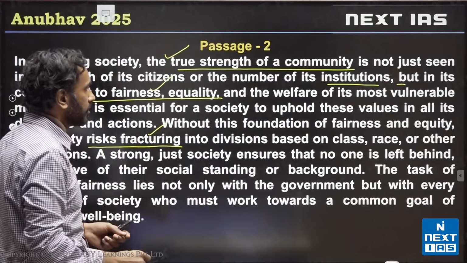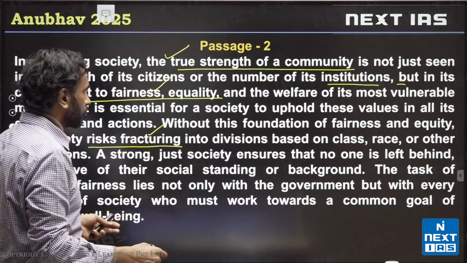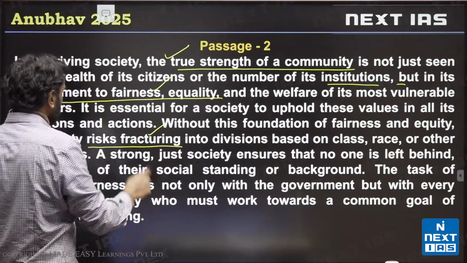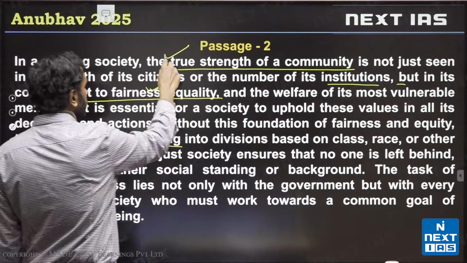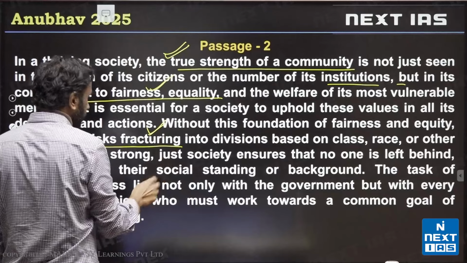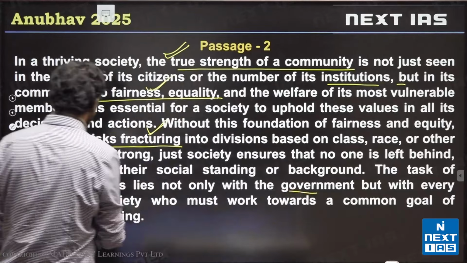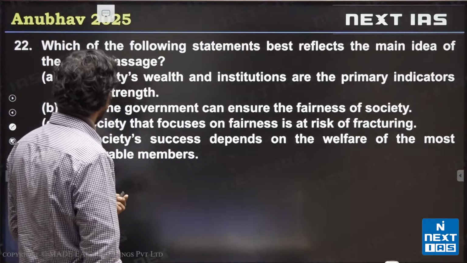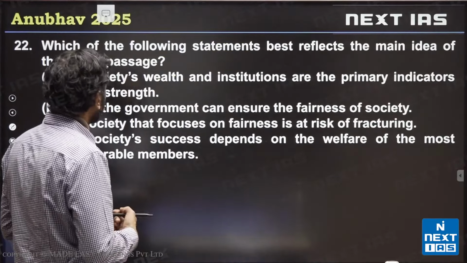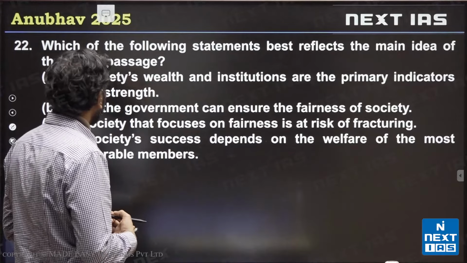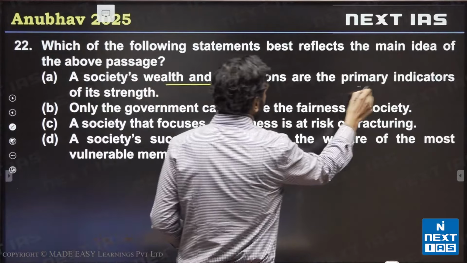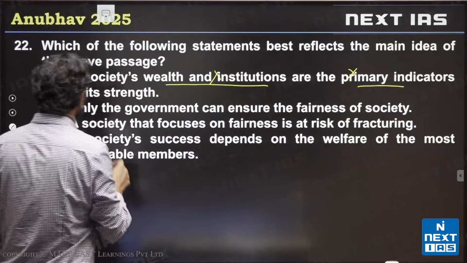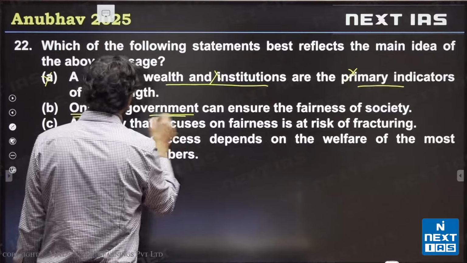A strong, just society ensures that no one is left behind, irrespective of social standing or background. The task of ensuring fairness lies not only with the government, but with every member. So fairness is the true strength of a community. Without that, society will fracture. This depends on government and society members. So citizens, both have to work for this. Let's look at the main point of the author. A: A society's wealth and institutions are the primary indicators of its strength. Wealth and institutions as primary indicators is the opposite of what the author said. A is invalid. B: Only the government can ensure fairness of society. Only government. B is invalid.